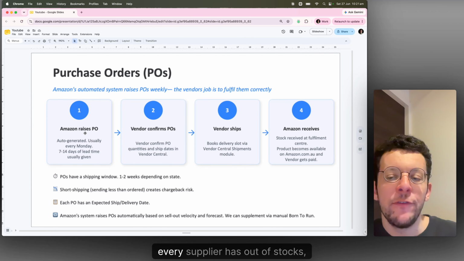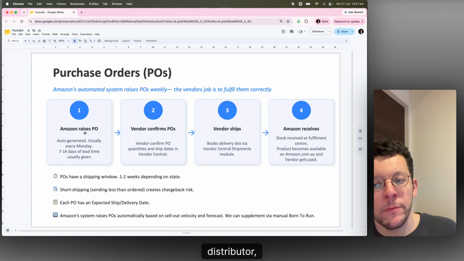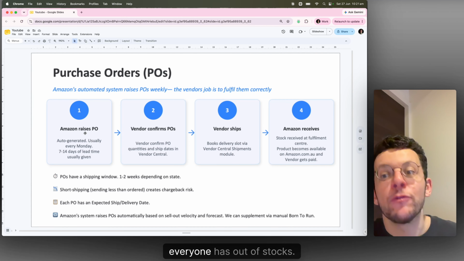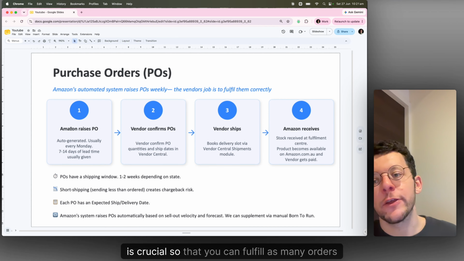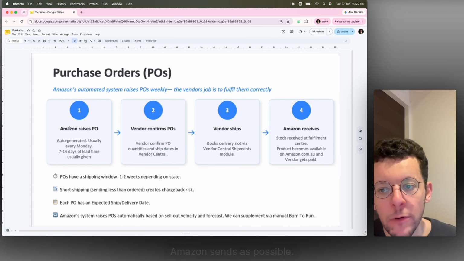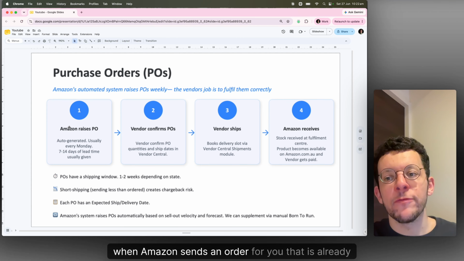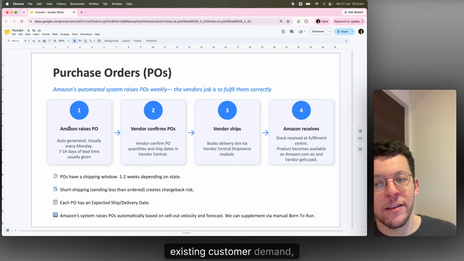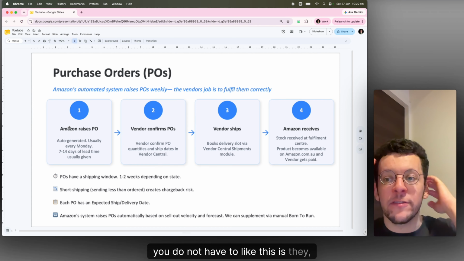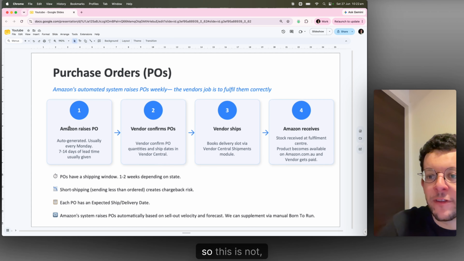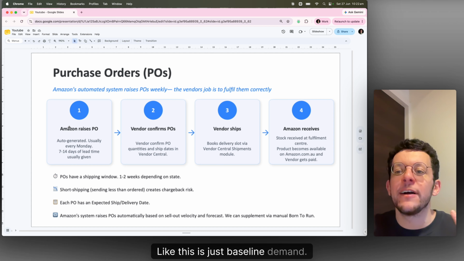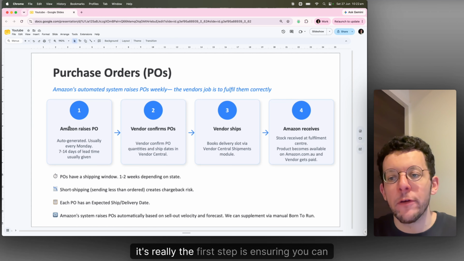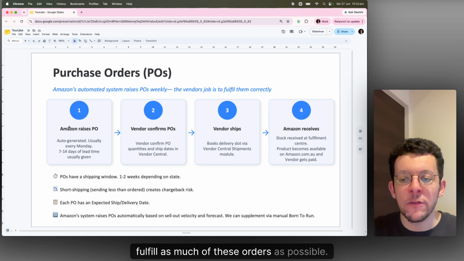Obviously, every supplier has out of stocks, whether distributor, manufacturer, whatever it is. It happens. But again, managing inventory from your end is crucial so that you can fulfill as many orders as Amazon sends as possible. When Amazon sends an order for you, that is already existing customer demand. They want this right now. You're not buying more customers, more traffic, more orders. This is just baseline demand. So the first step is ensuring you can fulfill as much of these orders as possible.